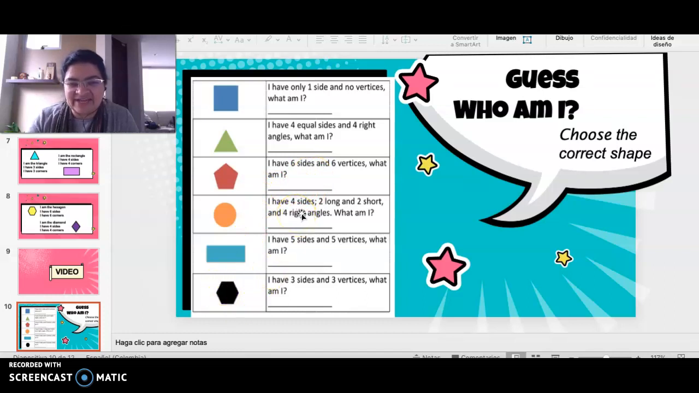The next one. I have 4 sides, 2 long and 2 short, and 4 right angles. What am I? Excellent. I am the rectangle. Now, 5 sides and 5 vertices. What am I? Excellent answer. Amazing. You're amazing. So I am the pentagon. I have 3 sides and 3 vertices. What am I? Good answer, kids. I am the triangle. Very good.